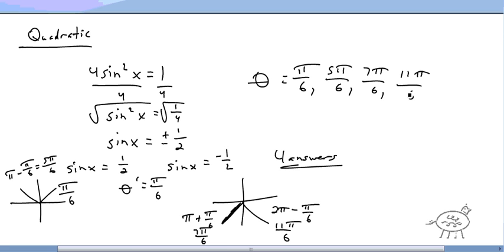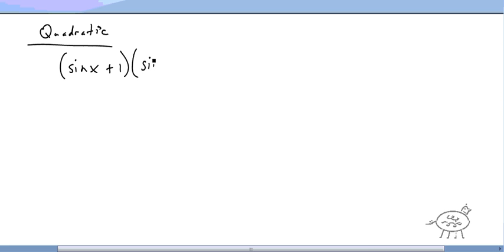Okay, so let's try another problem. It's another quadratic. It's sine of x plus 1, sine of x minus 1 equals 0. Now remember, in order to solve a quadratic, especially if this is in factored form already, it's got to be equal to 0. If that equals 1, you can't do the problem. You've got to do something different. All right, so it's equal to 0.